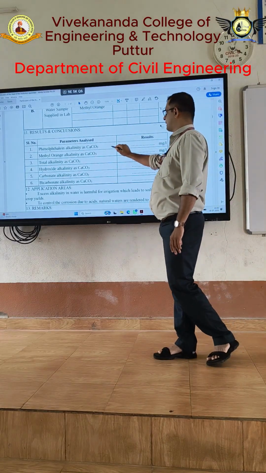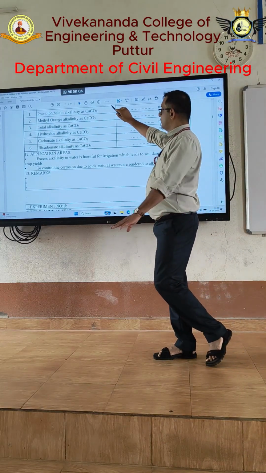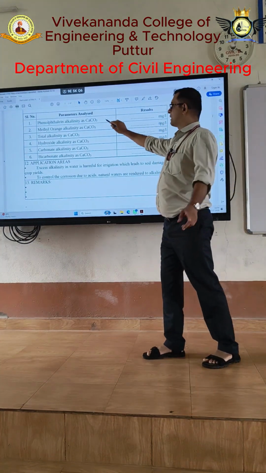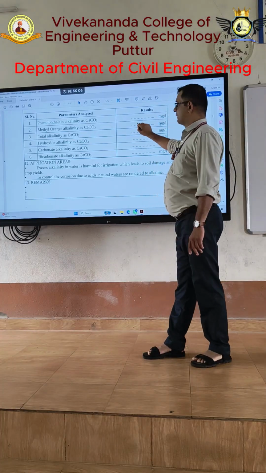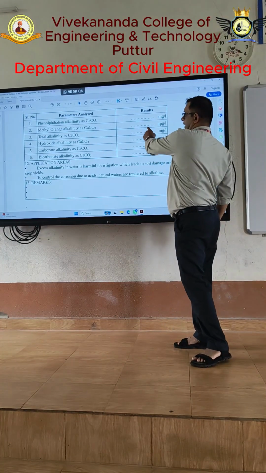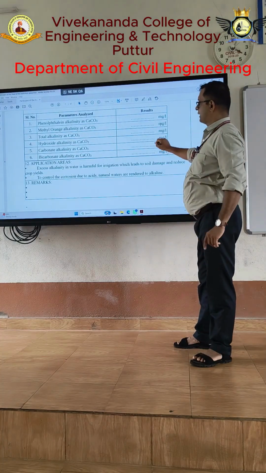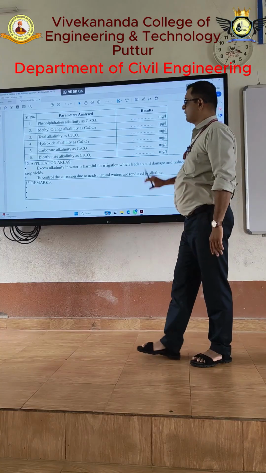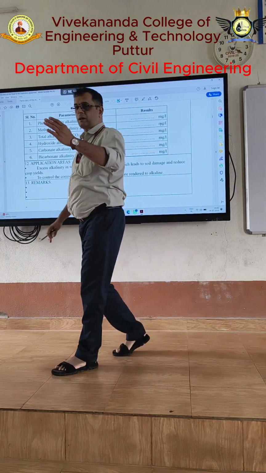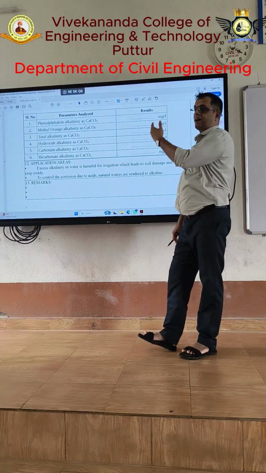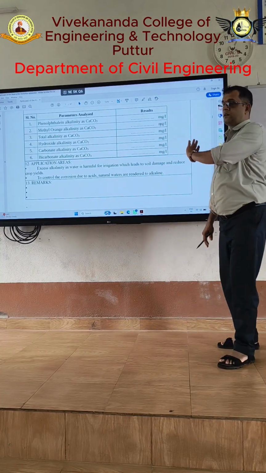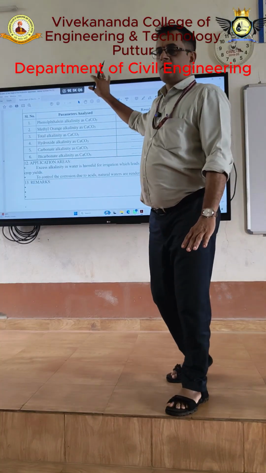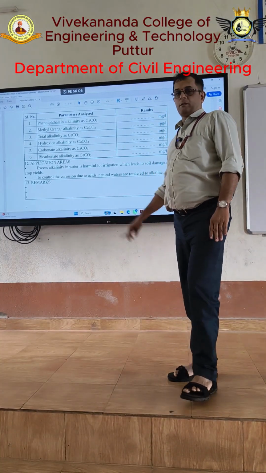What is phenolphthalein alkalinity? In the table, we are going to write phenolphthalein alkalinity in terms of calcium carbonate, what is the value? Then methyl orange, total alkalinity, hydroxyl alkalinity, carbonate alkalinity and bicarbonate alkalinity. Using this result, we can conclude whether this water is suitable for drinking or RCC work or irrigation or not. Right. So this is how the alkalinity experiment we are going to conduct for the water sample. Thank you.